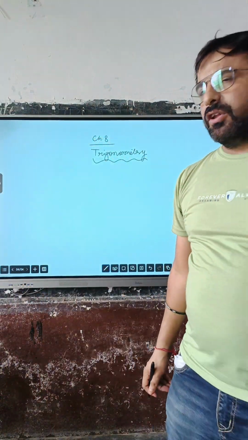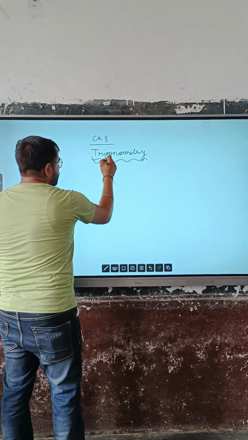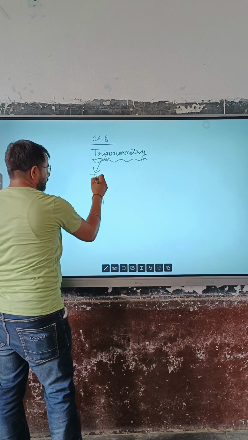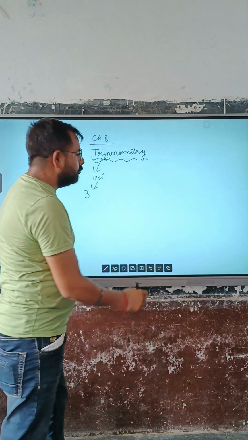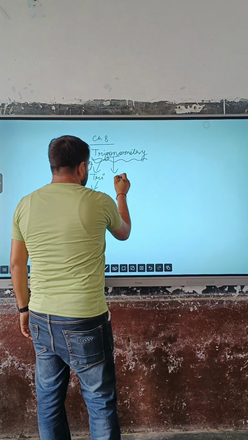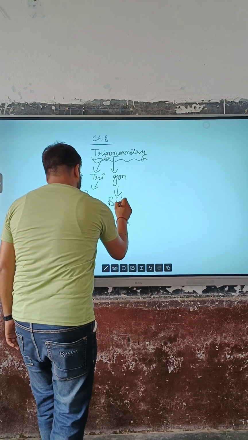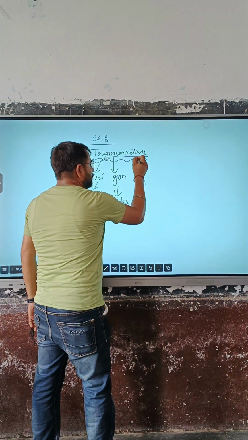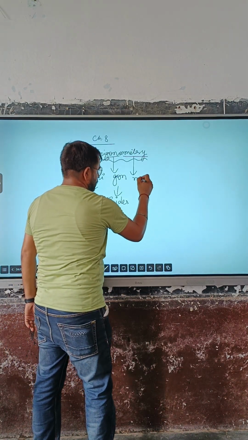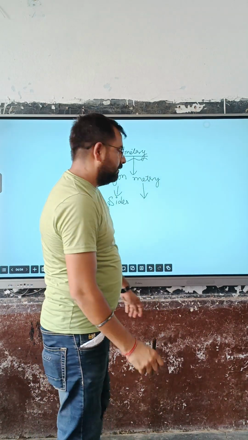So students, what do you mean by trigonometry? Firstly, we will elaborate the topic of trigonometry. Trigonometry, first word है try. Try means 3. Second word is gun, that means sides. Now third word is metry. Metry means measurements.